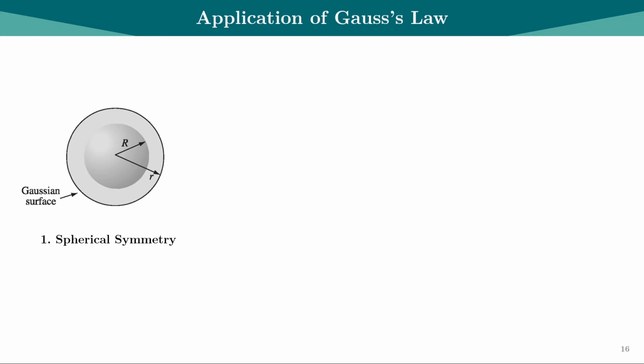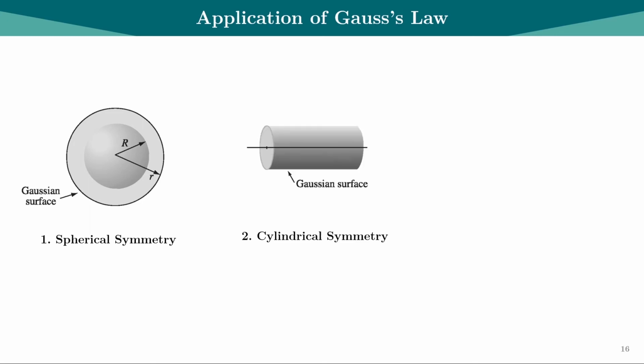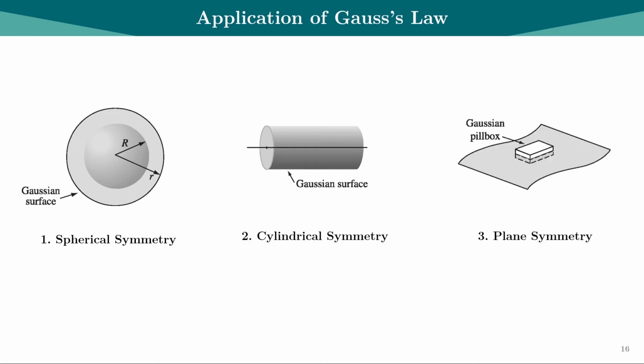When there is a symmetry in the problem, the integral form of Gauss's law can be used to calculate electric fields in a simpler way. And there are three kinds of symmetry that work. The first one is spherical symmetry. In this case, the imaginary Gaussian surface will be a concentric sphere. If the problem has cylindrical symmetry, the Gaussian surface will be a coaxial cylinder. And if there is plane symmetry, the Gaussian pillbox that straddles the surface will help us solve any complicated problem in electrostatics.